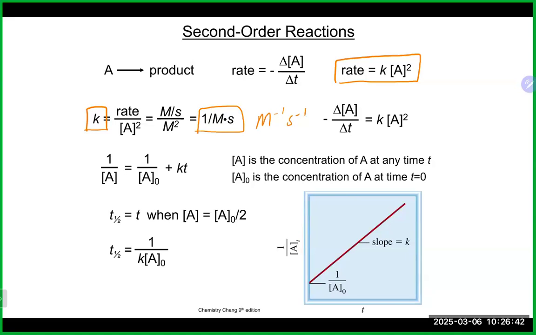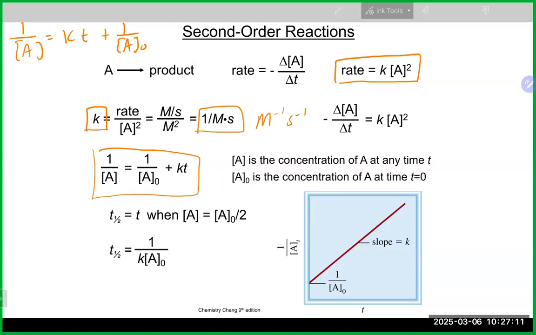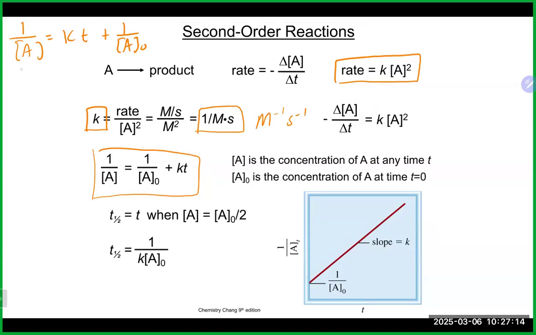For a second order rate law, we do have an integrated rate law, and it is this one right here: 1 over the final concentration is equal to 1 over the initial concentration plus kt. Just like our first order rate law, we can rearrange this equation: 1 over A is equal to kt plus 1 over A naught. When you do that, that gives you this equation in the form of a straight line.